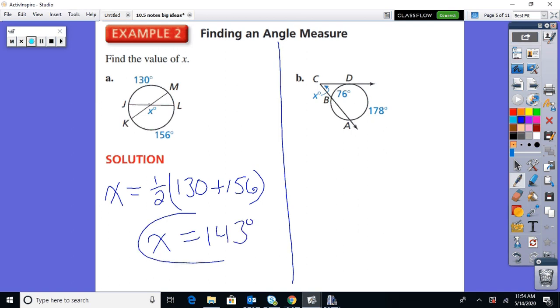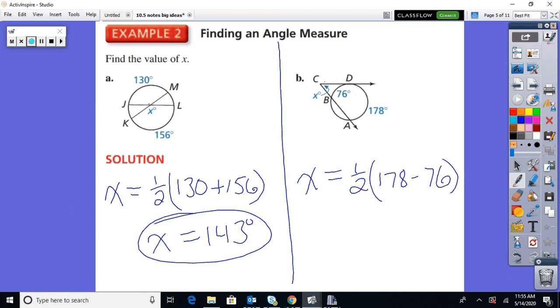Then the angle that you're missing is outside the circle now. The only difference is you still start with the angle equals half of, now subtract the two and find the difference. So subtract 178 minus 176, divided by 2, and x would be 51 degrees. 51, baby. All right, so there you go, when it's inside and outside.